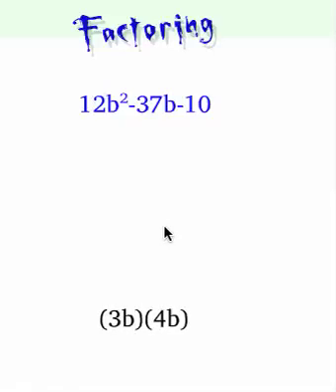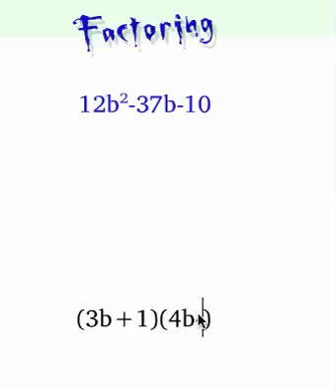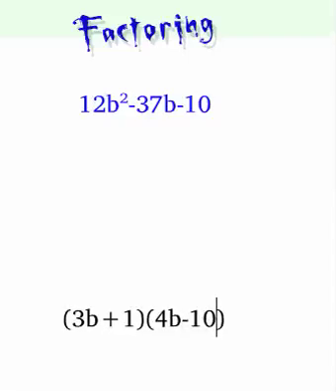The reason why 2 and 5 isn't going to work is I need to get all the way up to 37, when I multiply things out. So if I try 1 and 10, so plus 1, and let's try negative 10. Okay, so the 1 times 10 is negative 10, the 3 times 4 is 12. If I do 3 times negative 10, I get negative 30 plus 4. We're actually going backwards, so that's not going to work.